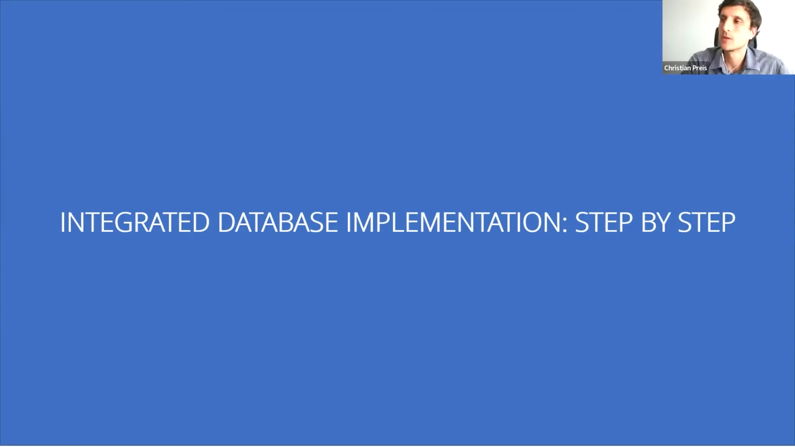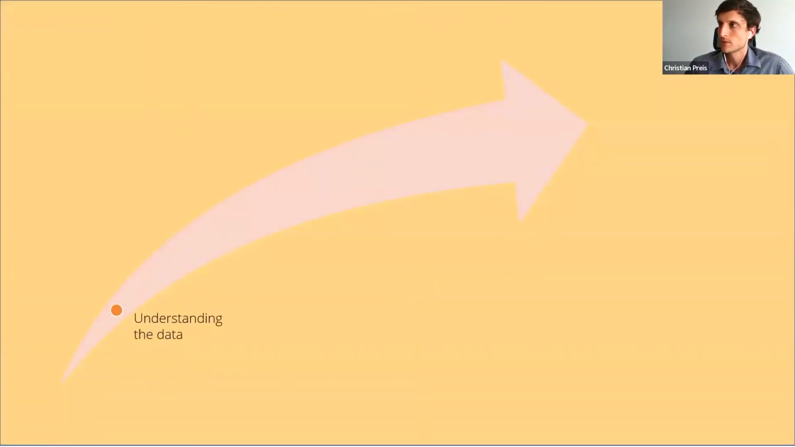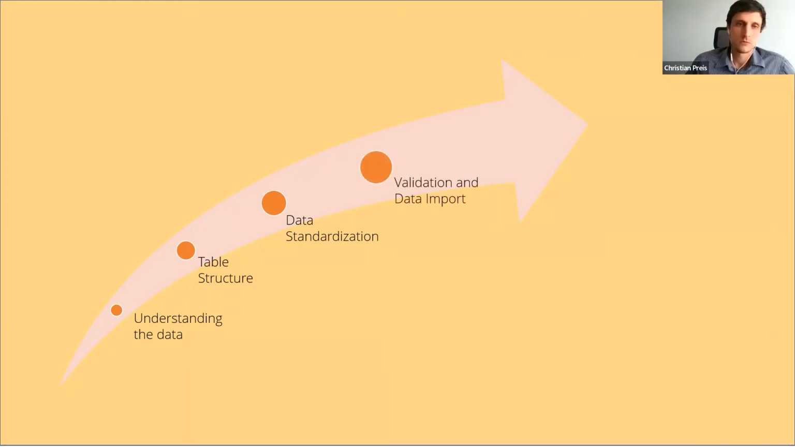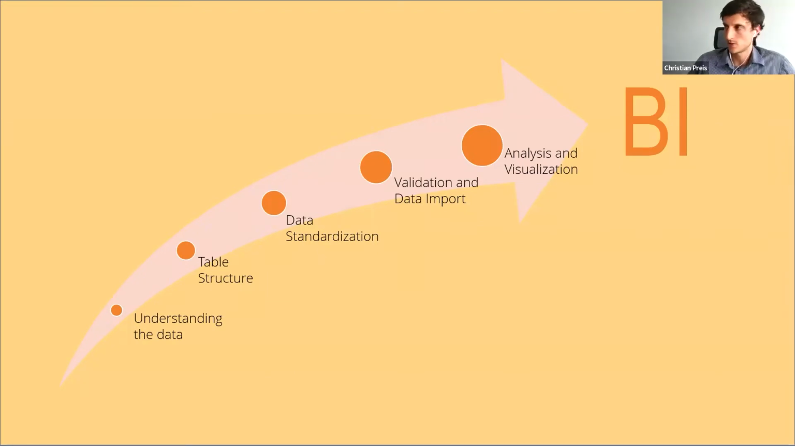Now, how can I implement an integrated database in whatever I work with? So I'm just going to show a little step by step to implement an integrated database. The first step would be understanding our data. The second step would be establishing our table structure. The third step would be data standardization, to set some standards for our data. The next step would be validation and data import to our database. And then we can finally do the analysis and visualization of our data and finally get to the business intelligence.